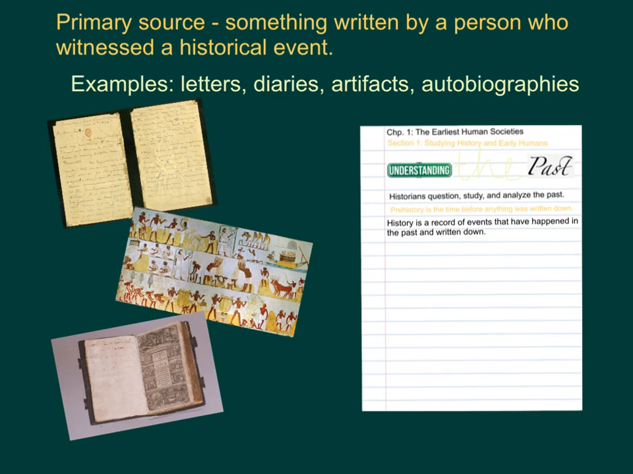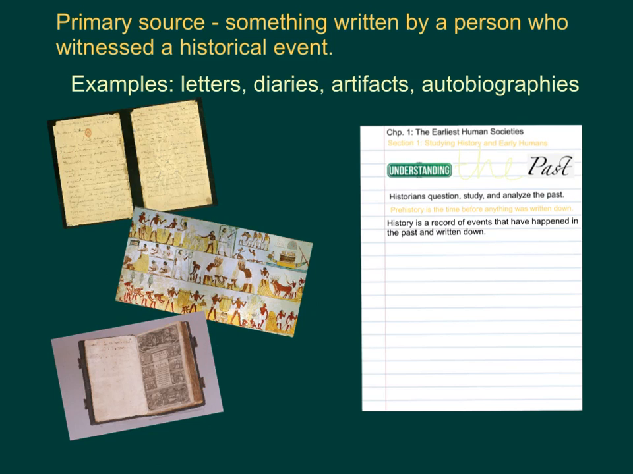Some other examples of that would be letters, diaries like you see here, paintings and artifacts right here. This is a diary right here, letters, autobiographies. Those are all primary sources because those are people who eyewitnessed events and wrote down the information.